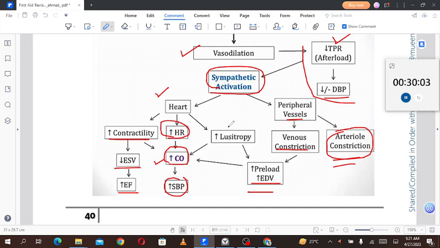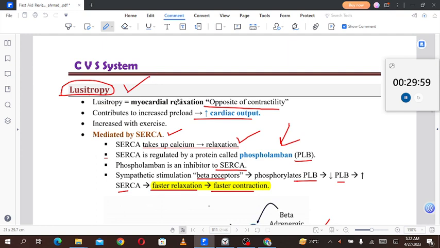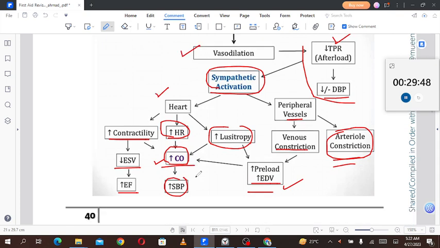The sympathetic activity also increases the lucitropy. So here we have seen lucitropy. Over here, this is lucitropy. Increased relaxation or faster relaxation leads to faster contraction. So there will be lucitropy. Lucitropy will increase the preload or end-diastolic volume, that will ultimately lead to increase in the cardiac output.